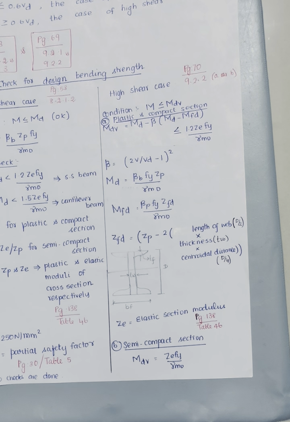And done. So this is a place where we have to put little more effort. Once the check of the shear is done, we have to check whether it is lying in the low shear case or in the high shear case. And based upon this low shear condition or high shear condition, we have to do the check for the bending strength.